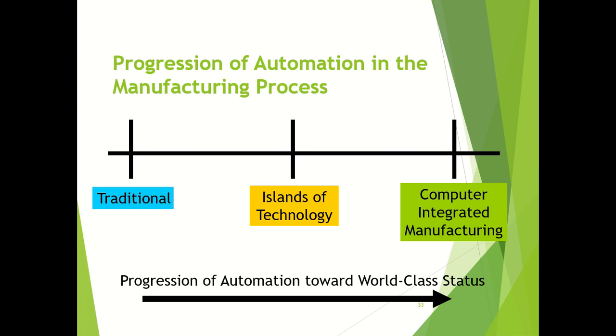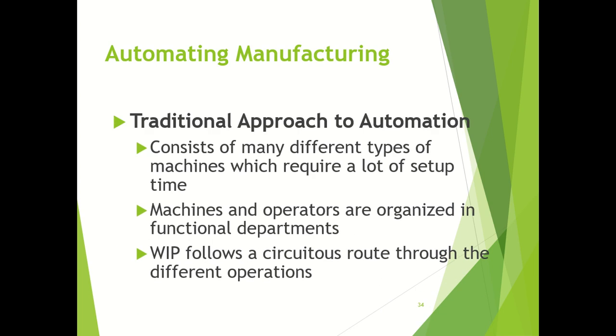So, in this particular traditional manufacturing approach in the automation, it consists of different types of machines where we require a lot of setup time. Okay, setup, no? Then the machines and operators are organized in their functional departments. The work in progress follows a circuitous route through the different operations. So eventually, because the machines require a great deal of time to set up, the cost of setup must be absorbed by the large production run.